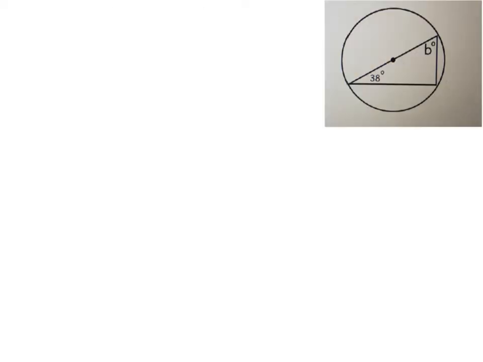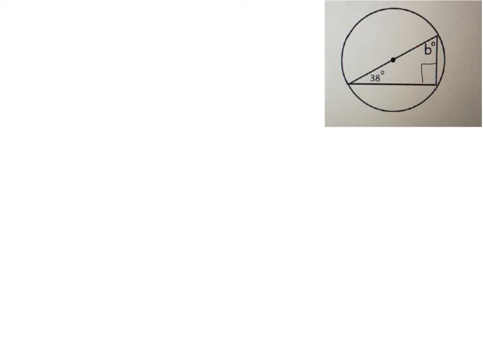Okay, to find the missing angle B here, we need to use the fact that this here is the diameter of the circle. Because this triangle has been made using a diameter and two chords, it's a right-angled triangle. So we've got 38 degrees. We know this is a right-angled triangle. Our right angle is there.